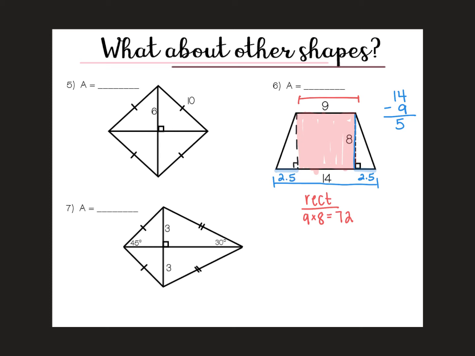Then I can use that information to figure out the area of this triangle, which is the exact same as the triangle on the left. So if I want to find the area of the triangle, I do the base, which is 2.5, times my height, which is 8, and I would divide by 2, which is 10. That's just one triangle though, and there are actually 2 of those triangles, so I would need to double this, and I get 20. To find the total area, I want to take the rectangle plus my 2 triangles, so 72 plus 20, which is 92.